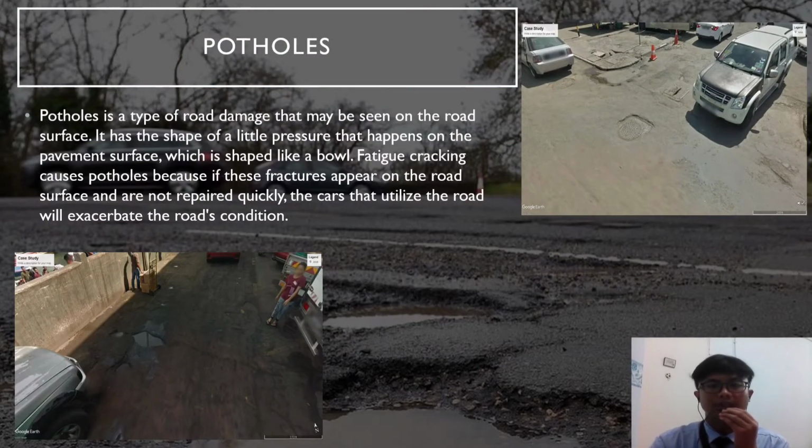So the next point is potholes. Potholes is a type of road damage that may be seen on the road surface. It has the shape of a little pressure that happens on the pavement surface, which is shaped like a ball. Fatigue cracking causes potholes because if these fractures appear on the road surface and are not repaired quickly, the cars that utilize the road will exacerbate the road's condition.